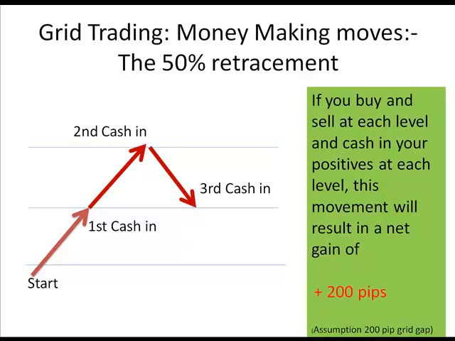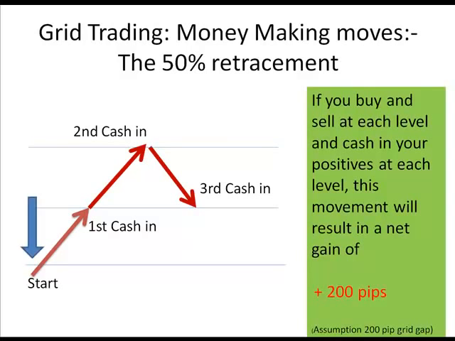You enter a buy and a sell, you cash the positive and you leave the negative open at transactions there. Under this movement, the assumption is that it would then move back to the first level, not your start level, but the first level. And what would happen then is that you would cash that leg in. You would have a buy transaction here that is negative, and you would have a sell transaction here that is negative, and your sell transaction here would be breaking even. So you'd have 3 cash-ins, 1, 2, 3, and you'd have 2 negative transactions, and that would result in a positive gain of 200 pips.